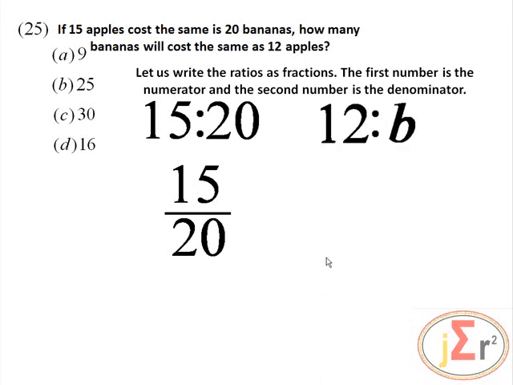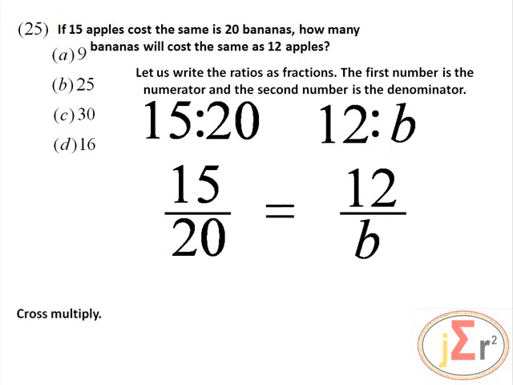So we have another one, 12 to B. So what will go first? The numerator will go first, which is 12, and the denominator is the second number, which is B. So let us say that those two fractions are equal. Since they are equal, we may cross multiply. That means we are going to go like this and then like this.